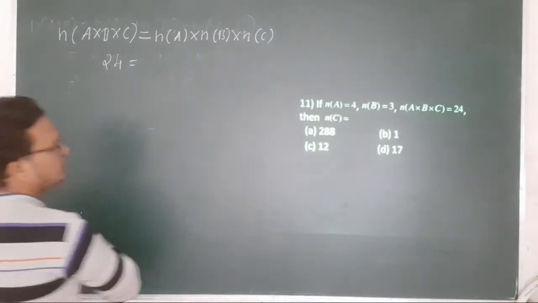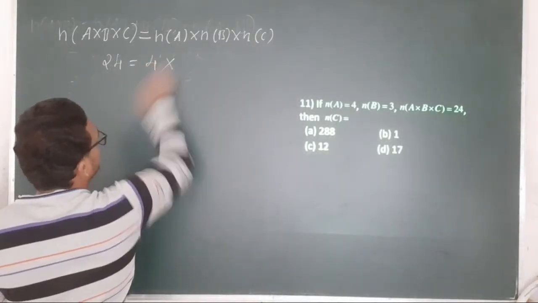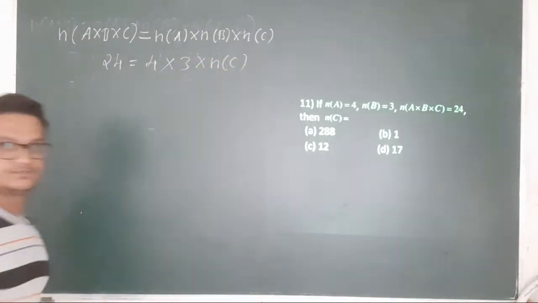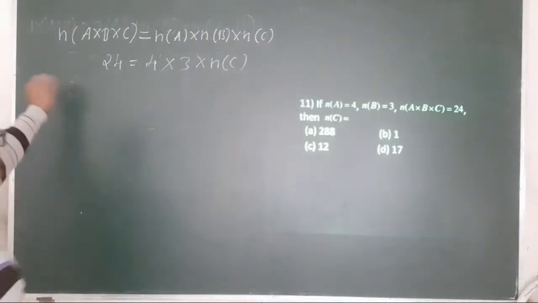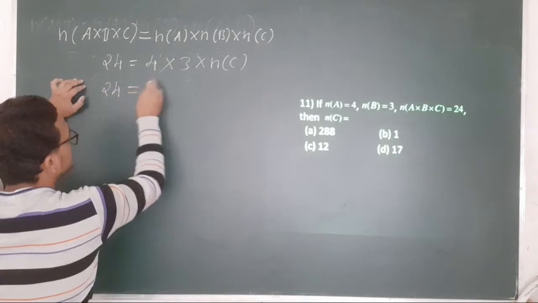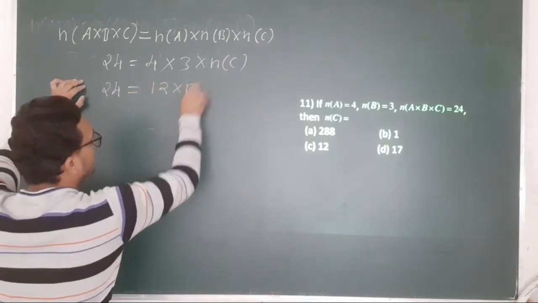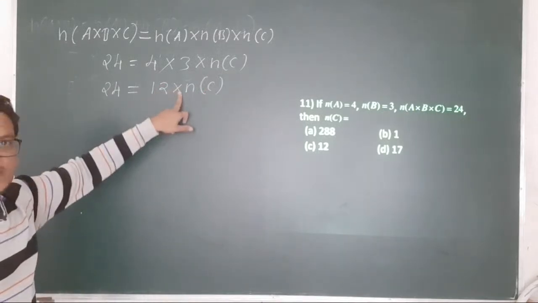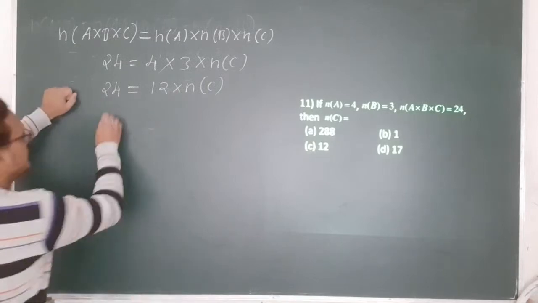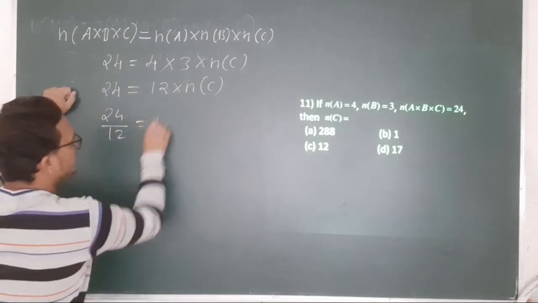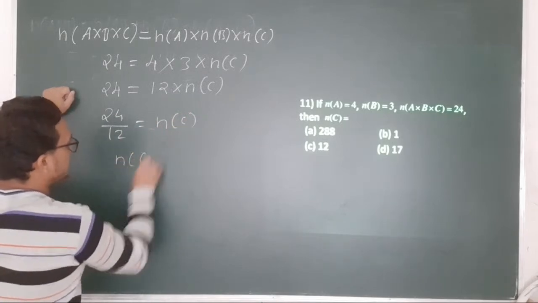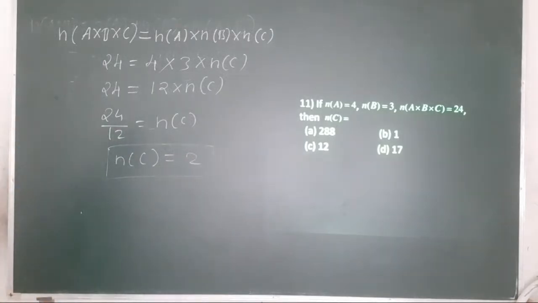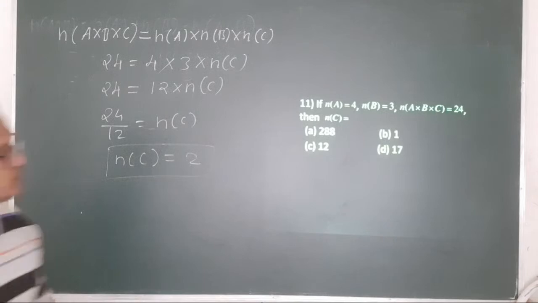N of A is 4, into n of B is 3, into n of C, which you have to find. So 24 is equal to 12 into n of C. Now 12 is multiplying here, so transferring it to the other side it will divide. So 24 upon 12 is equal to n of C. Therefore n of C is 2. Let us see whether that option is there.